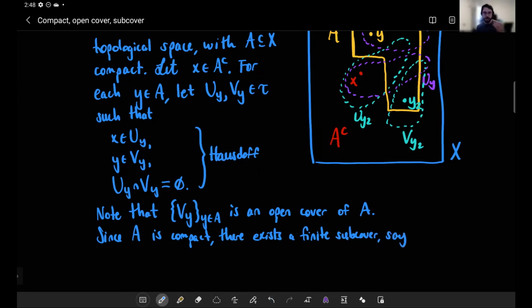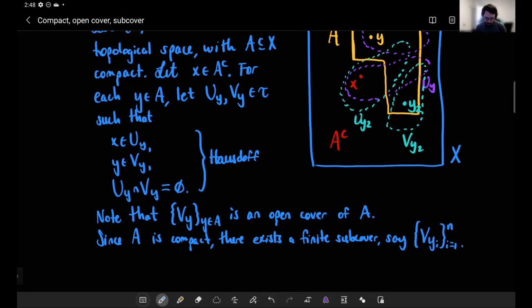And let's say there are n elements in the subcover. And so we'll start denoting things v sub y sub i, so like that y sub 2 there. I can do that because there are finitely many now. So that's our finite subcover of the set A.